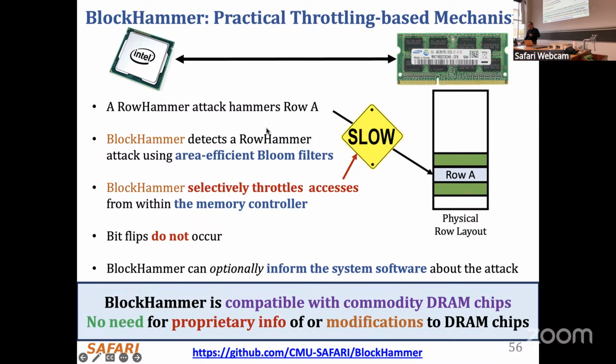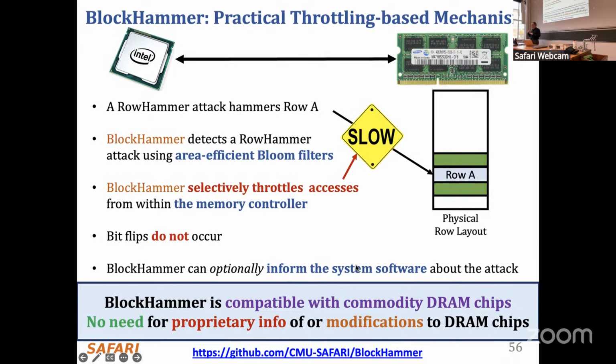It uses Bloom filters to detect that a row is activated too many times, let's say, based on a threshold, and it selectively throttles accesses to that row. That's the idea. It stops accesses. So in the memory controller, you can completely implement it. And you can actually figure out how to do this such that bit flips do not occur. Of course, you need to know how many times a row can be activated. And if you do this, you can also optionally inform the system software about the attack.